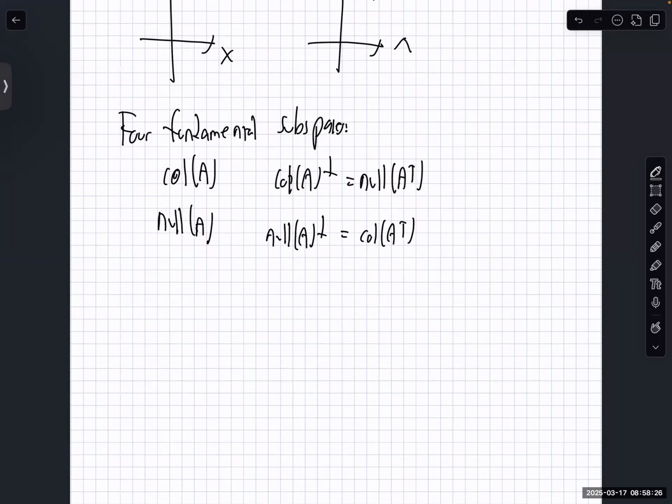Let's back up. Null space. Is that a subspace of the input space or a subspace of the output space? Input, yeah. Okay, I'm going to use this for my y-axis. Column space of A. Is that input side or output side? Nope, column is the output.